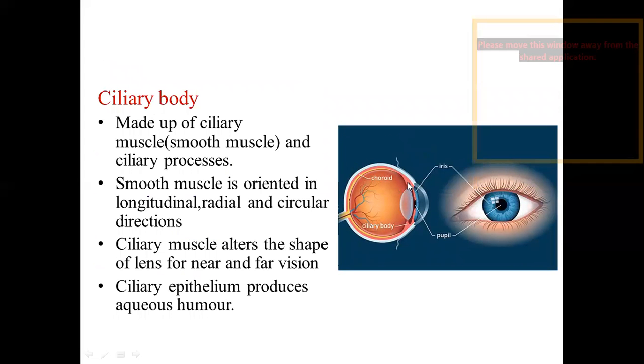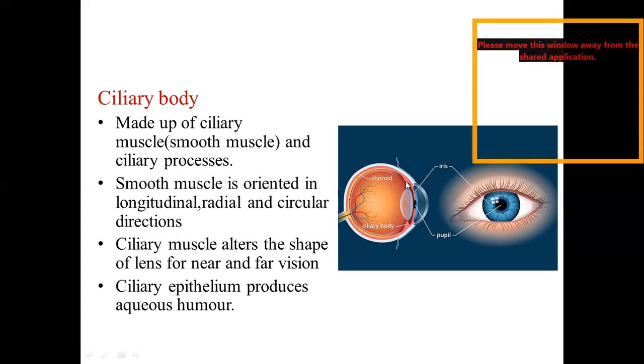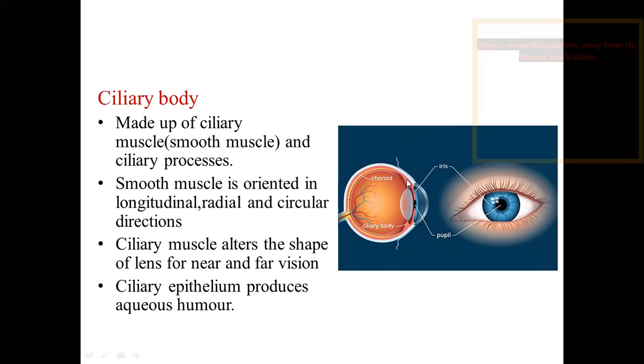Then we have the next portion, the ciliary body, this part. It is made up of ciliary muscles and ciliary processes. Smooth muscles are oriented here in a longitudinal, radial and circular manner. They alter the shape of the lens. This is the lens. So these muscles and their processes are holding the lens. They will alter the shape of the lens for near and distance vision. And the ciliary epithelium will produce the aqueous humor. So in the anterior and posterior chamber here, you get the aqueous humor.